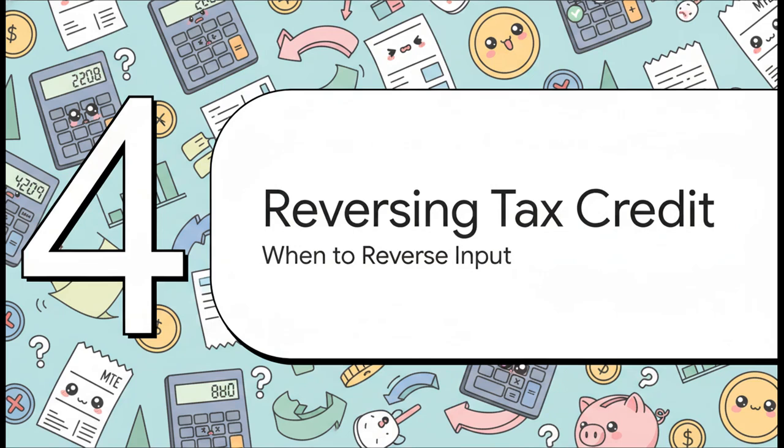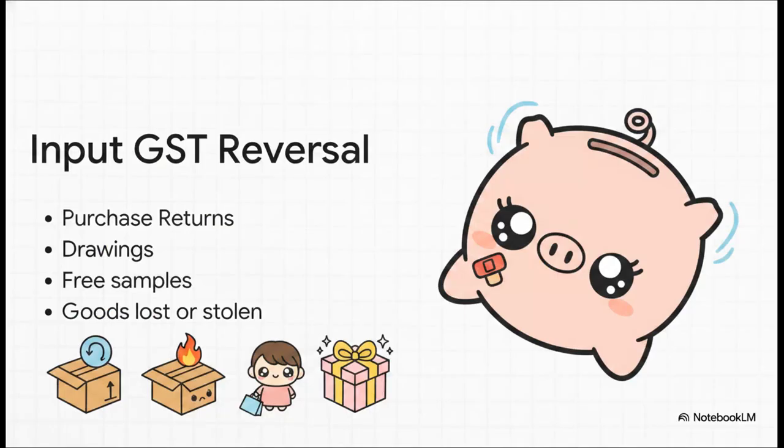Which perfectly brings us to Section 4, reversing the tax credit. Because let's face it, business is never perfectly straightforward. Sometimes unexpected things happen, and we are forced to reverse those input GST credits we just happily recorded. And trust me, if you miss this step, your CA will definitely catch it and your books will never tally.